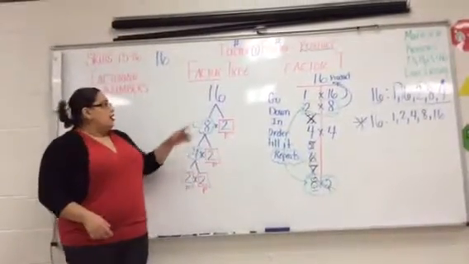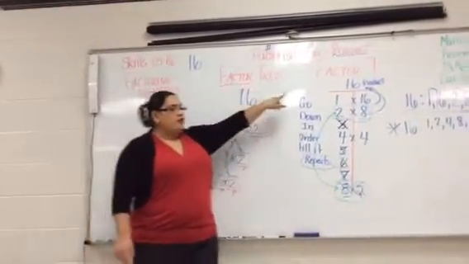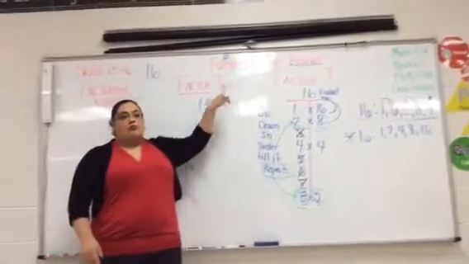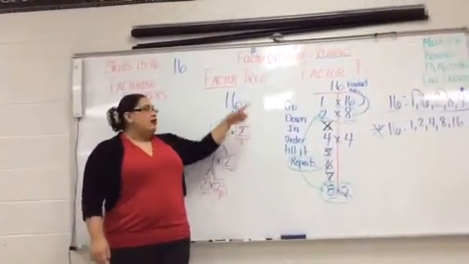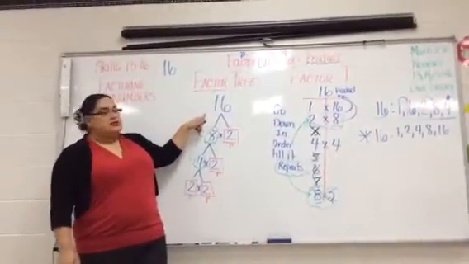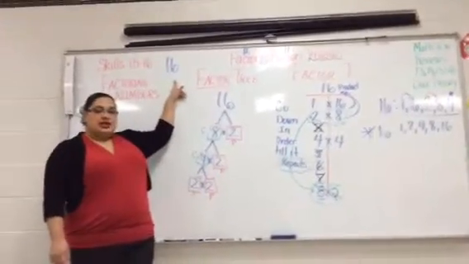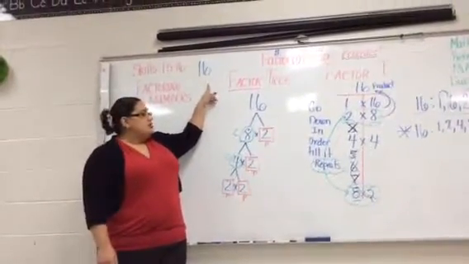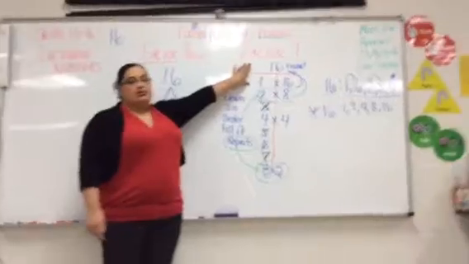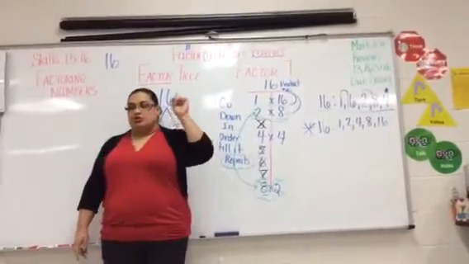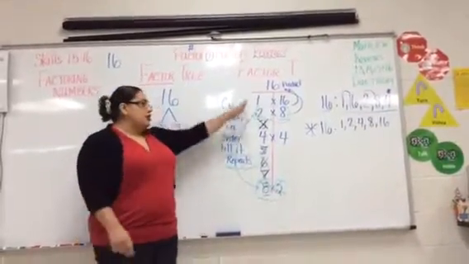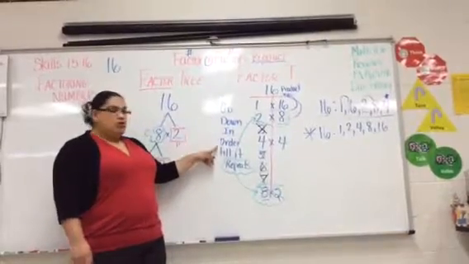All right, so our factor tree and our factor T are both ways to find factors of a product. I gave you a product of 16 as an example. 16 can be broken down over here in the factor T, which is the one I want you to use first, so that you can list your factors in order.